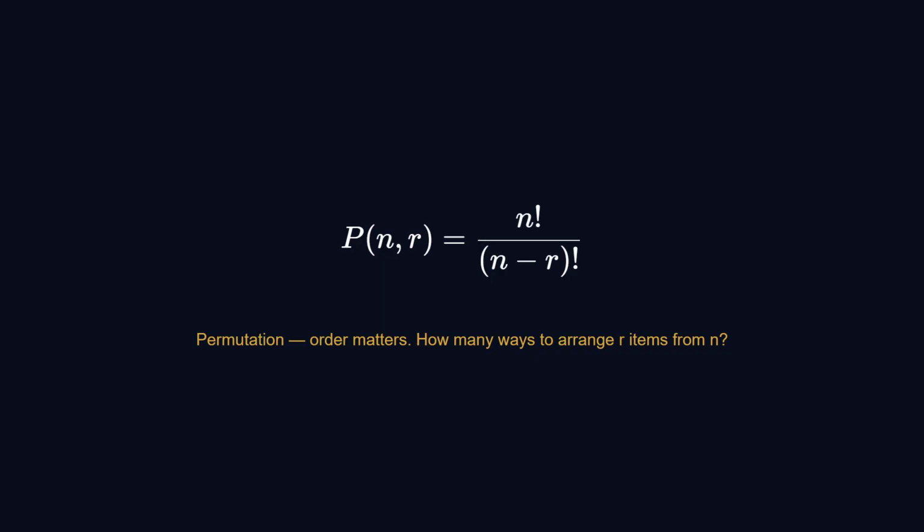Example: you have 10 stocks and want to rank your top 3, first place, second place, third place. The number of possible rankings is 10 factorial divided by 7 factorial. 10 times 9 times 8 equals 720 possible rankings. Order matters because ranking Apple first and Google second is different from ranking Google first and Apple second.